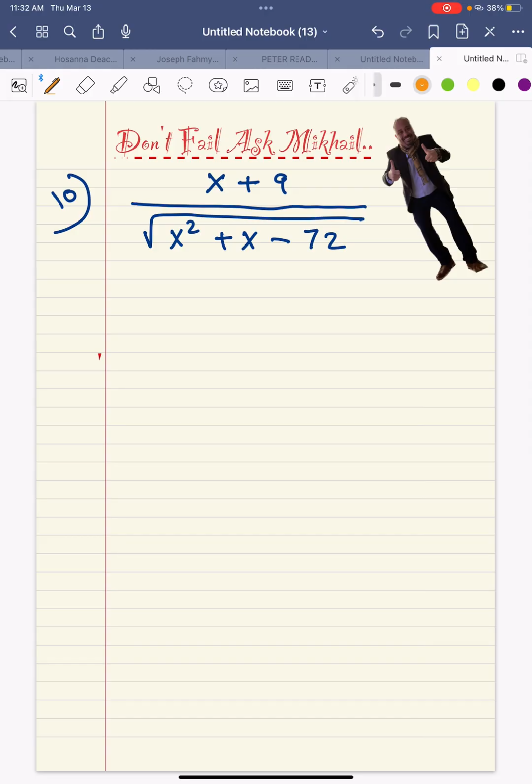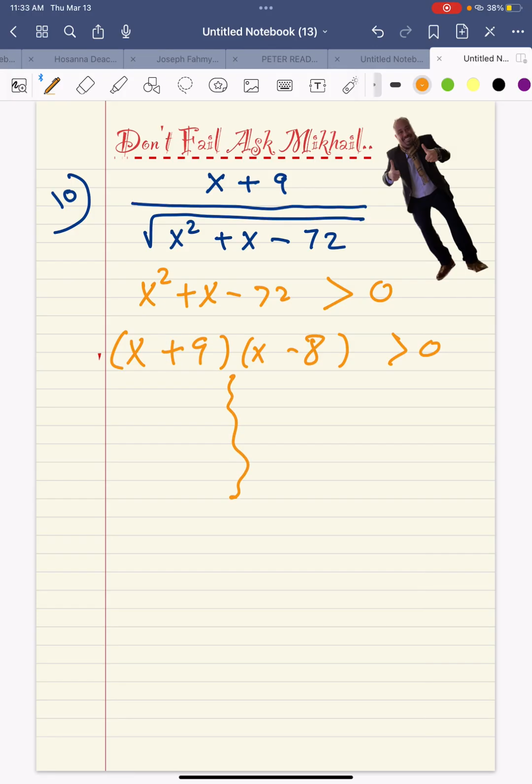Last example, what I have here. I have the radical on the bottom. So I'm going to make the bottom greater than 0. So x squared plus x minus 72 greater than 0. No equal because I cannot have a 0 on the bottom. So factor: two numbers you multiply to give you negative 72.